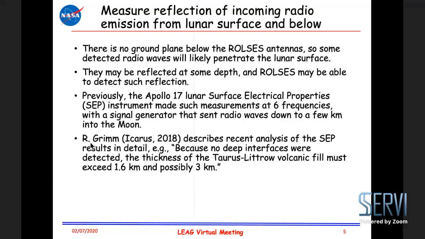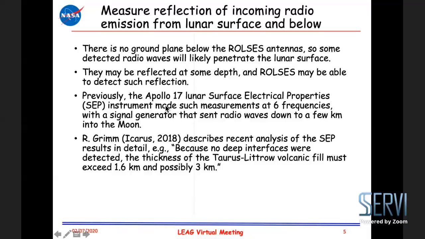Another thing that we might be able to do is, of course, there is no ground plane below the Nova-C lander or the ROLSES antennas, and detected radio waves will likely penetrate the lunar surface and go to some depth. And it's possible, depending on what is down there, that they might be reflected and redetected. So, just as an example, in a moment we'll look at some terrestrial RFI. Maybe there will be a blast of terrestrial RFI, which goes past the antennas and then comes back after reflection.